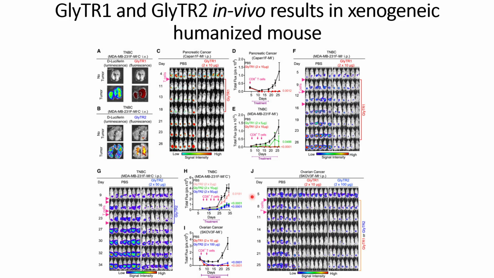And when they checked it for SKOV3, the ovarian cancer, they are able to see a decrease, or regression, in the tumors for both GlyTR1 and GlyTR2. And they have quantified these in panel I, where we can see that the total flux is low and statistically significant compared to the control for both GlyTR1 and GlyTR2, indicating that GlyTR1 and GlyTR2 have a role towards the regression of the tumors.